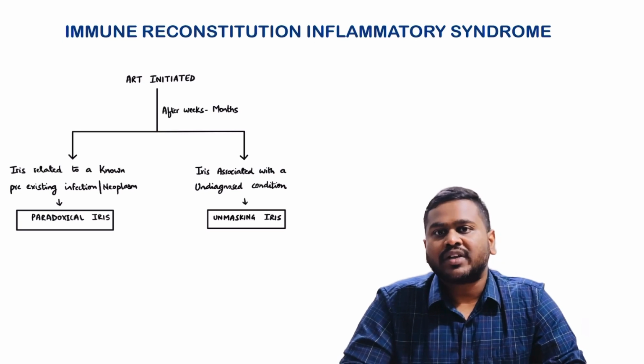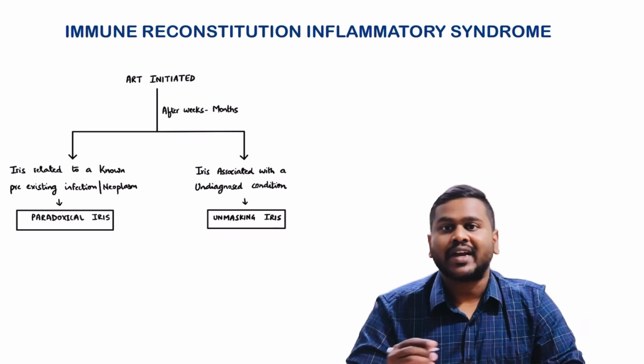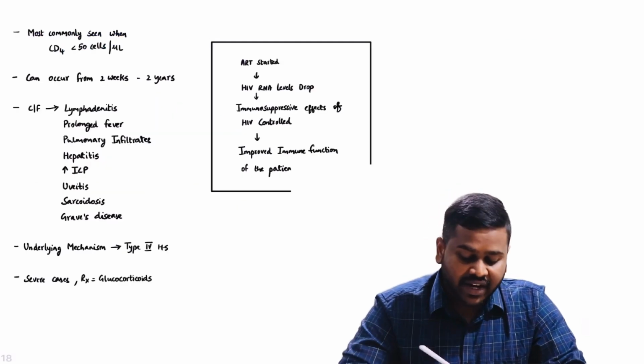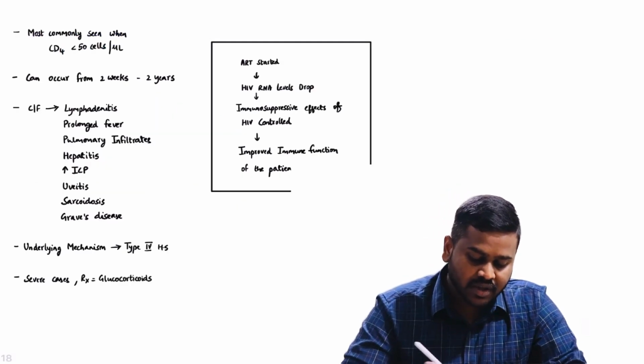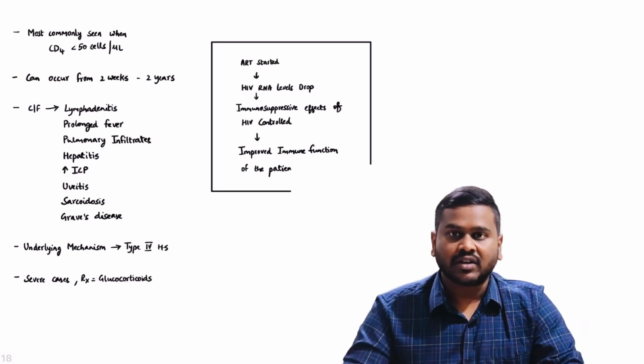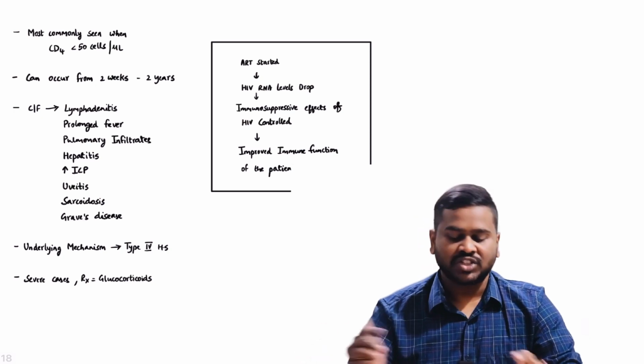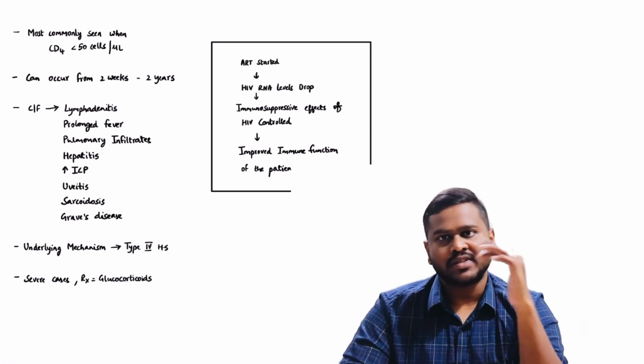The most important thing you have to remember is IRIS is most commonly seen in HIV patients when the CD4 cell count is less than 50 cells per microliter. IRIS can occur from 2 weeks to 2 years following the ART initiation. I'll explain IRIS in simple terms.